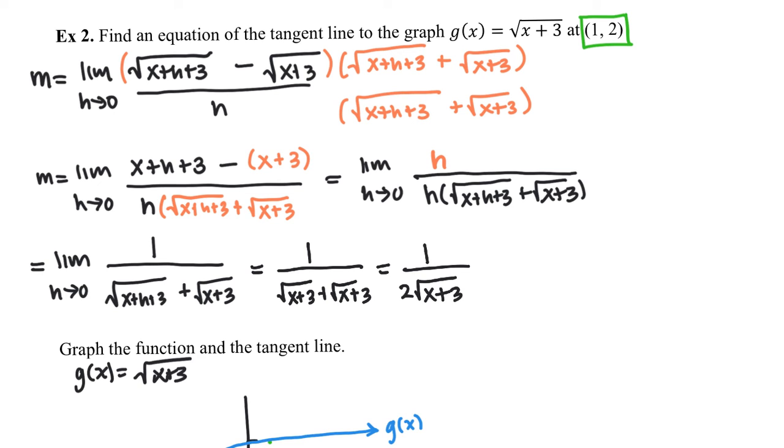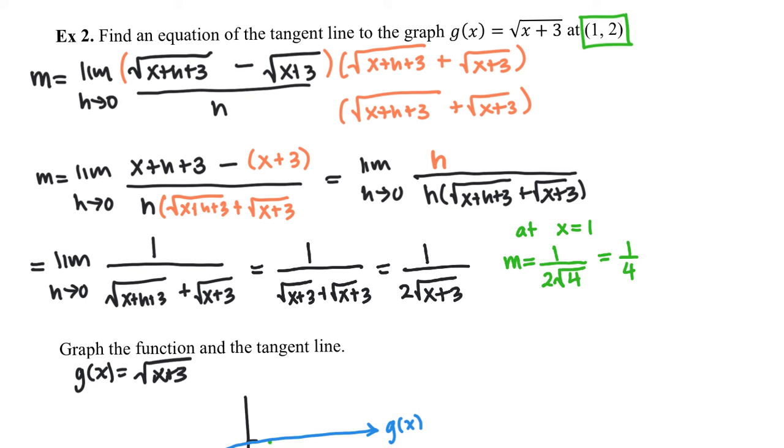So that's the equation of the slope of the graph. I specifically want the slope at 1, 2. So at 1, 2, which is really just saying x is 1, m equals 1 over 2 times the square root of 1 plus 3 is 4, which is 1/4. So the slope of the tangent line is 1/4.